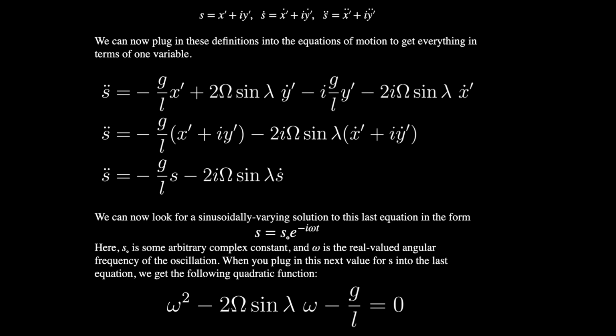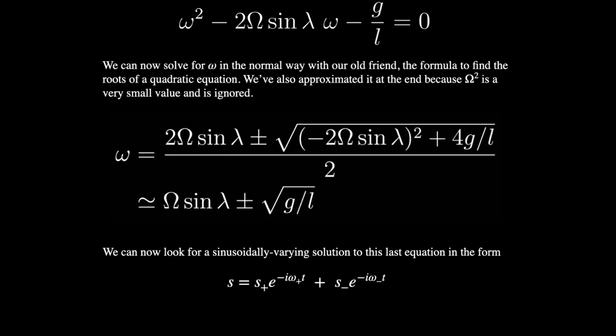When you do that and take the derivative of this and then the second derivative, we get the following quadratic equation in omega. This is good. Quadratic equations are good. Why do we like quadratic equations? Because we can solve it in a normal way with our old friend that we learned about back in 10th grade, the quadratic equation, and that's what I've done below.